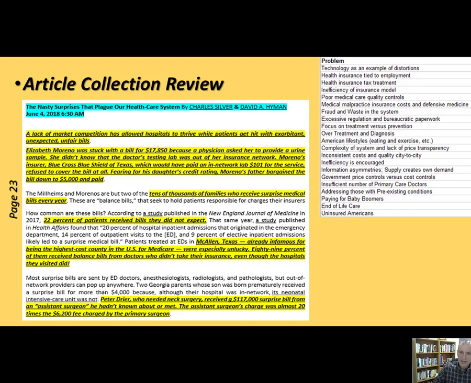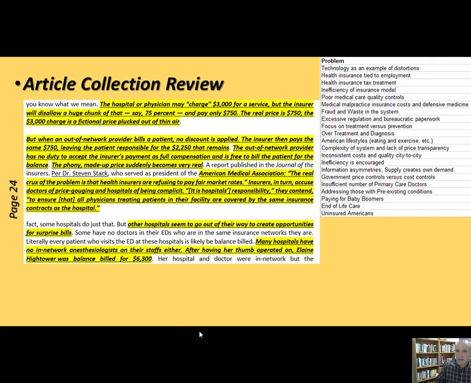That is just insane. Peter Dreyer at the bottom there, who needed neck surgery, received a $117,000 surprise bill from an assistant surgeon he hadn't known about or met. The assistant surgeon's charge was almost 20 times the $6,000 fee charged by the primary surgeon. Can you imagine? So the complexity of the system, that's just shocking. It's destroying families that have insurance. They're paying for insurance, and then they discover, well, I'm not really covered.